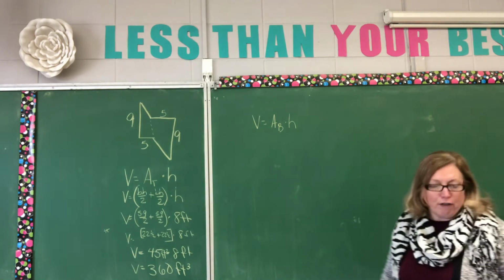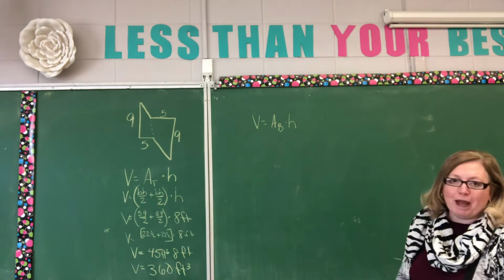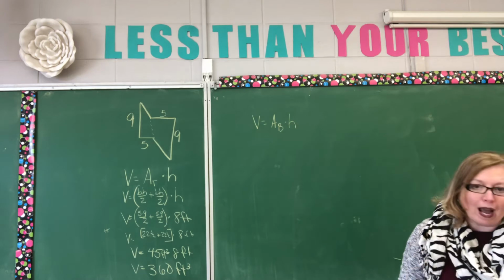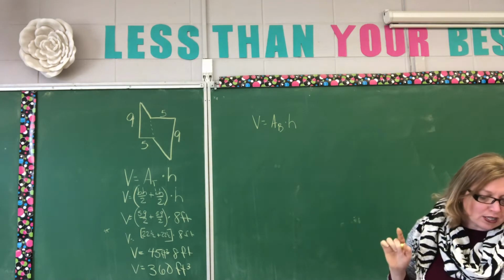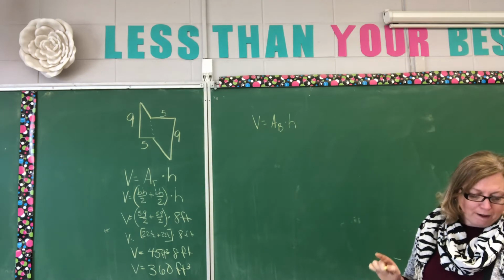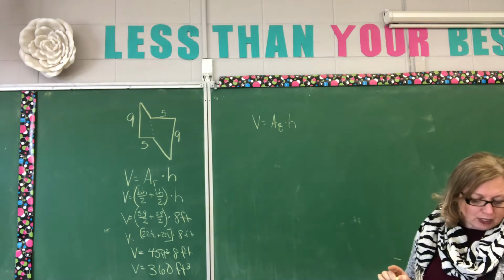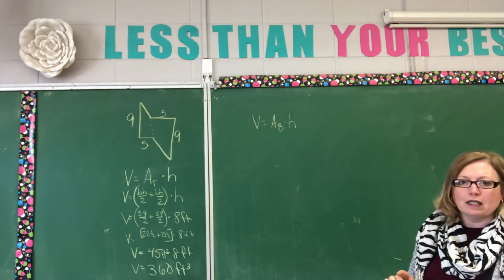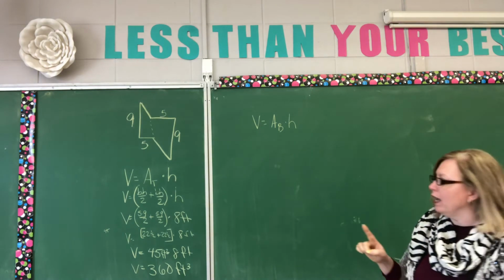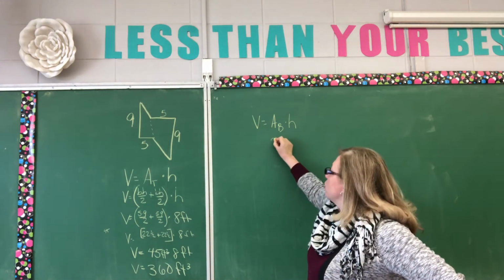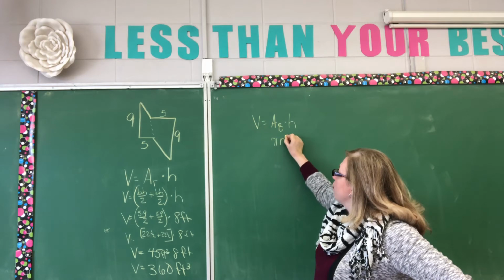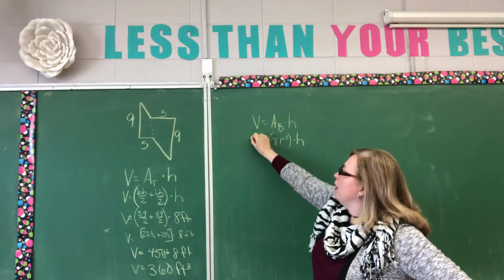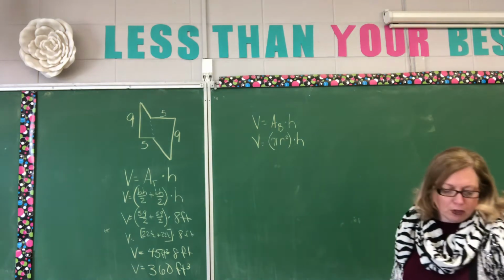Now, how do you find the area of a base? Remember, if you look at number 20, it says it's a right circular cylinder. So how do I find the base? What is my radius? My radius is 1. And my formula is pi times radius squared. I'm going to do that first. Then I multiply by the height.